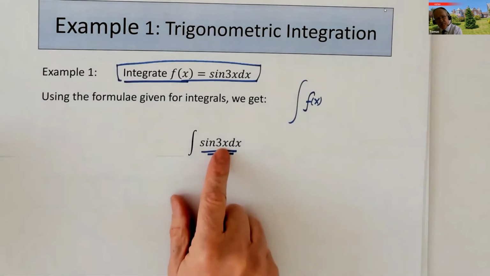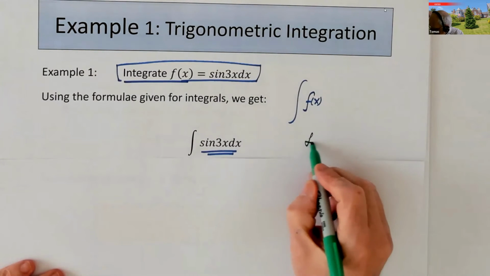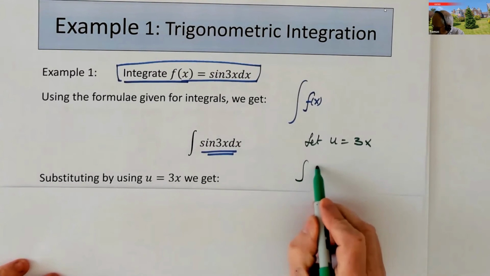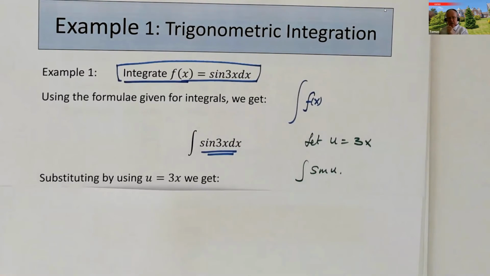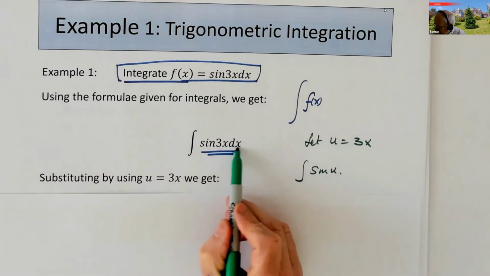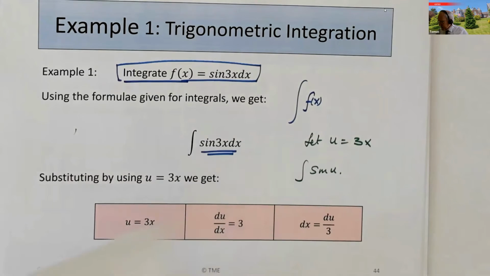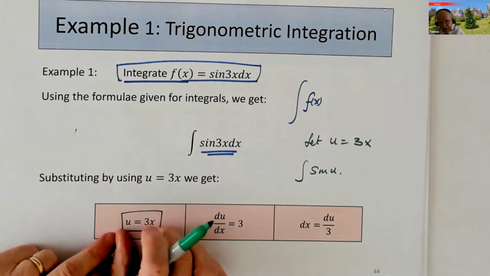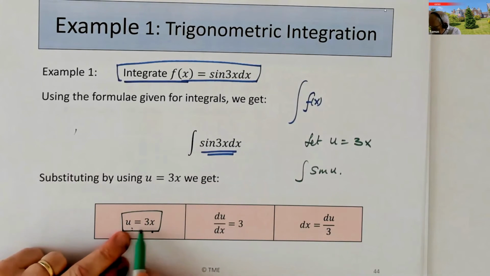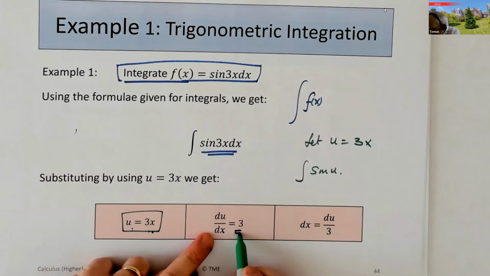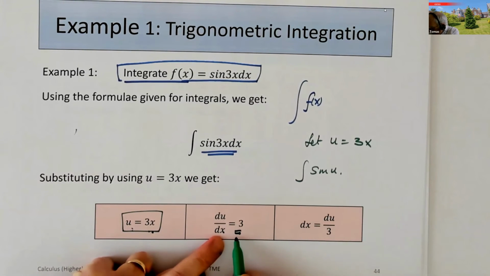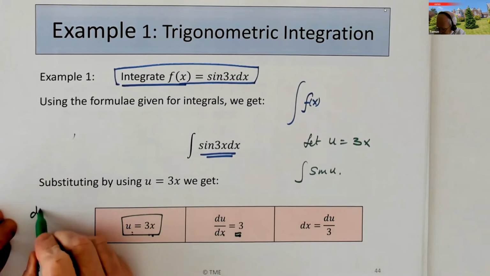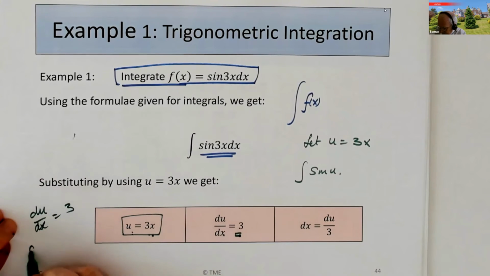But I prefer it with sine x, so I'm going to say, let u be 3x. And if that's the case, then I've got the integral of sine u. Now I have to be careful. I've got to figure out what dx is. So I go down to my tables here again and say u is 3x. That's my cheat or my catalyst or my link. So u is 3x. If u is 3x, du dx will be 3, or dx is du over 3. Well, how do I get that? du dx is 3. du is 3 dx.